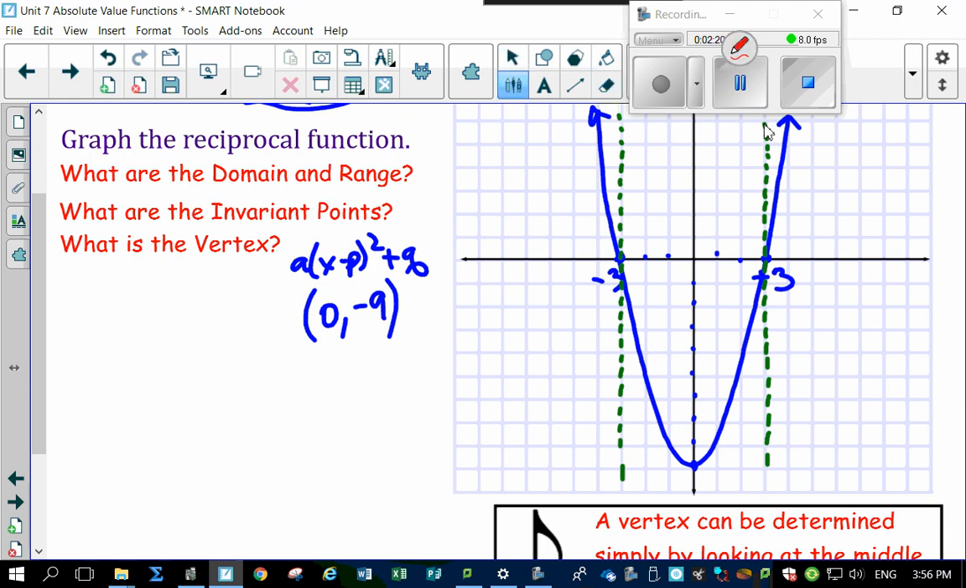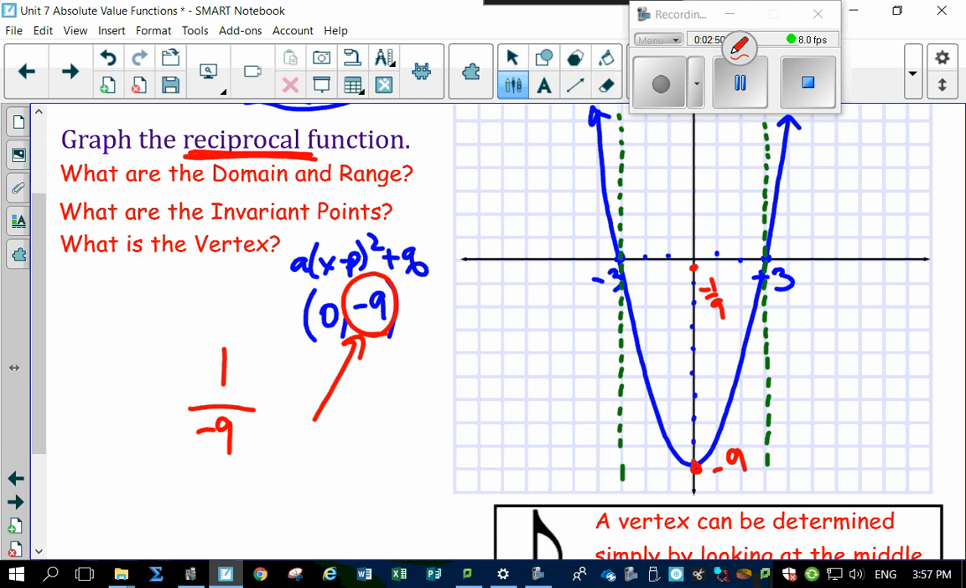Now, remember, this was our vertex. And remember what we're going to do is we're going to reciprocal this. So if we reciprocate this, our vertex of our new reciprocal function is just going to be 1 over -9. It's going to be very, very small, negative still, but 1 over -9. How do I know? There's -9. Our new vertex is going to be here at -1/9. Reciprocate it. So what does this mean?